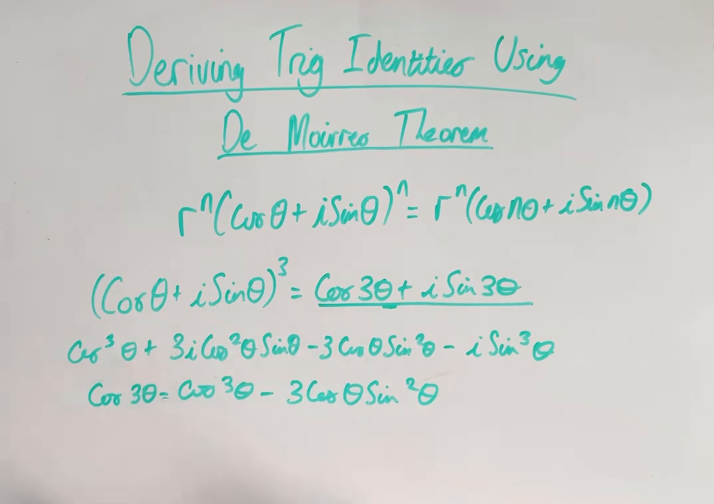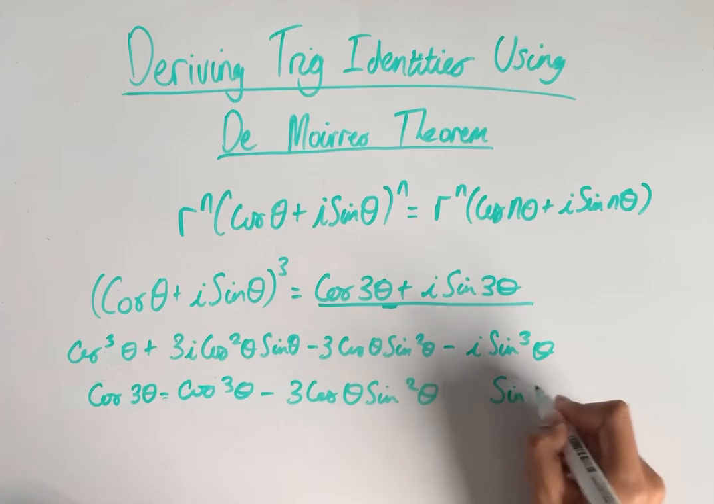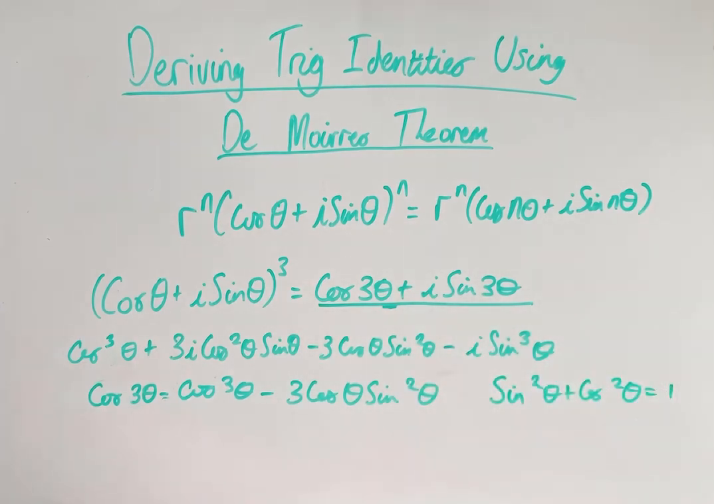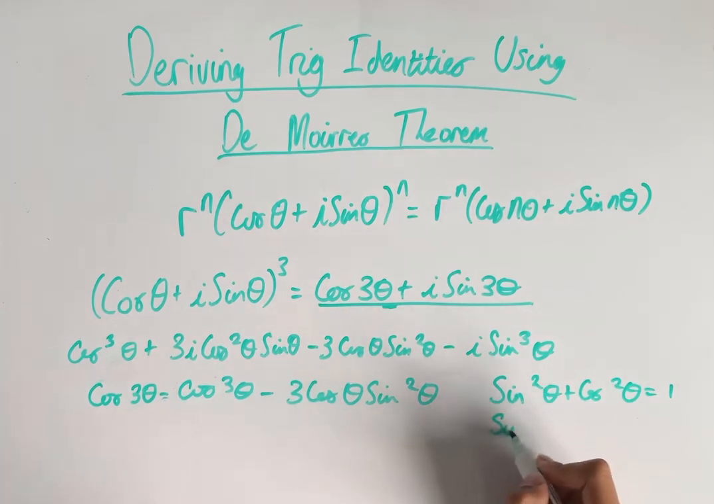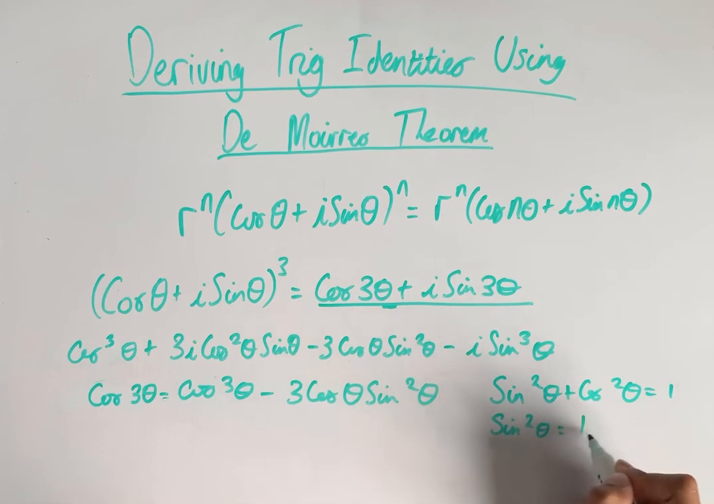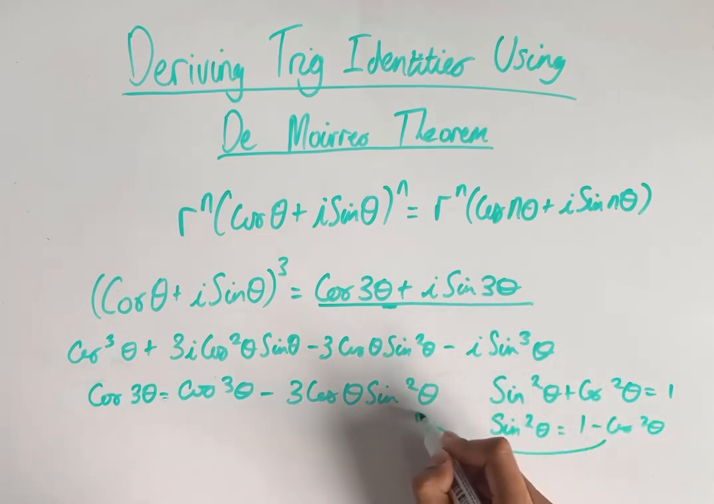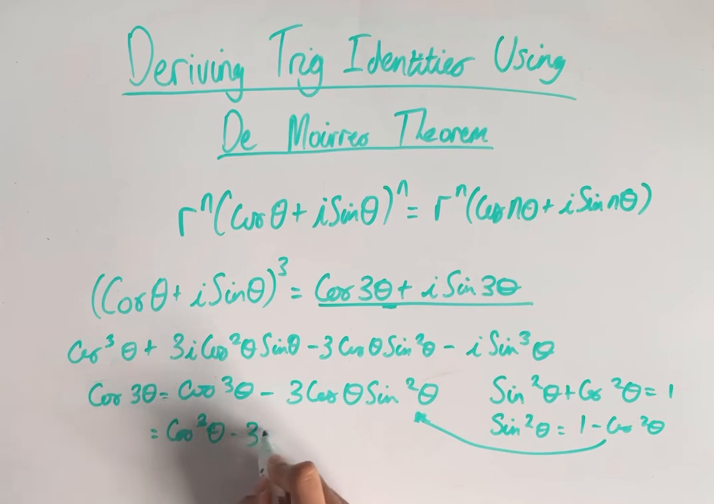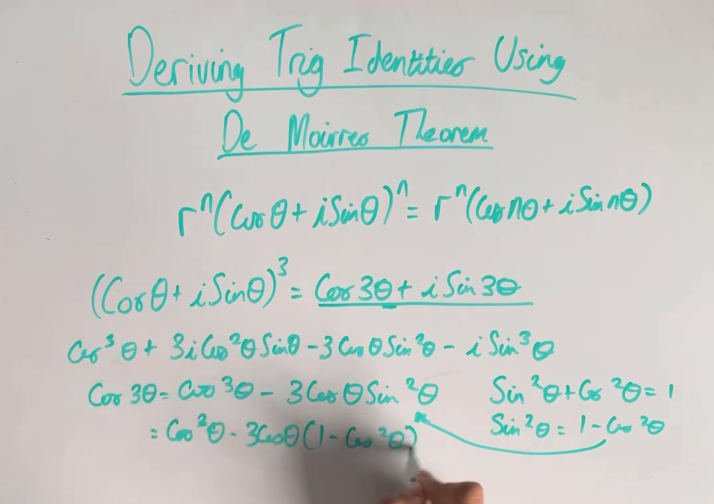If we want to get this in terms of only cosines, we can use the identity sine squared theta plus cos squared theta equals 1. And we have a sine squared here, so let's rearrange for that. We'll find that sine squared theta equals 1 minus cos squared theta. So we could just substitute that in, and that would give us cos cubed theta minus 3 cos theta multiplied by (1 minus cos squared theta).